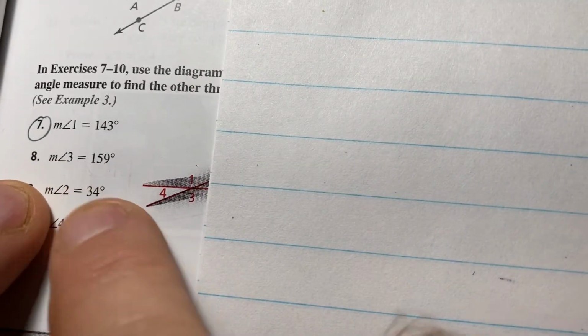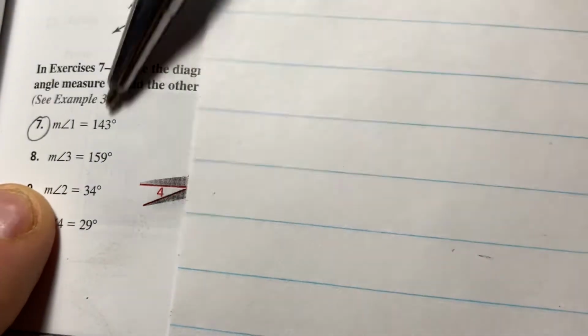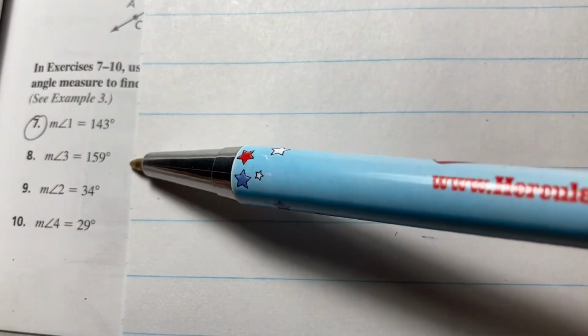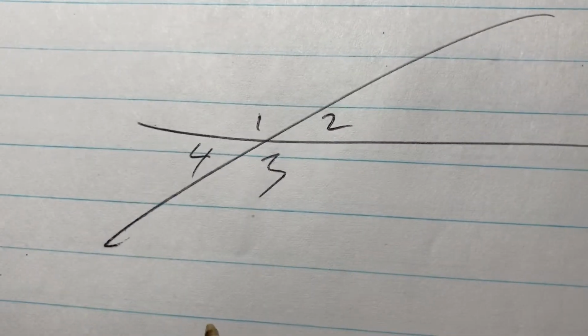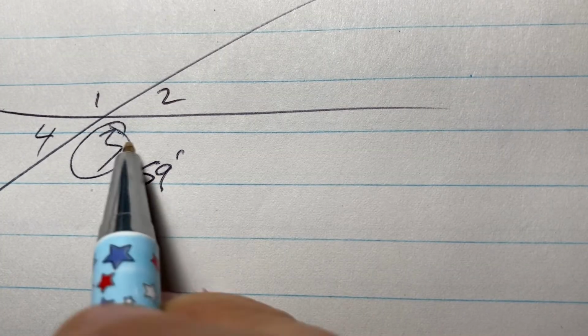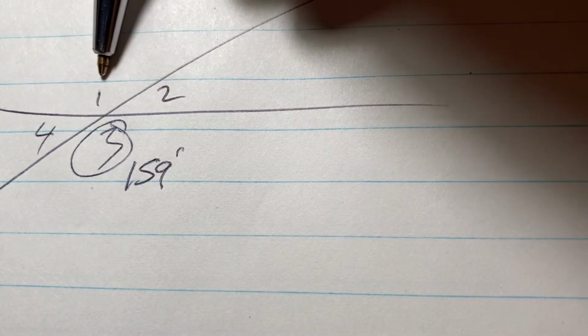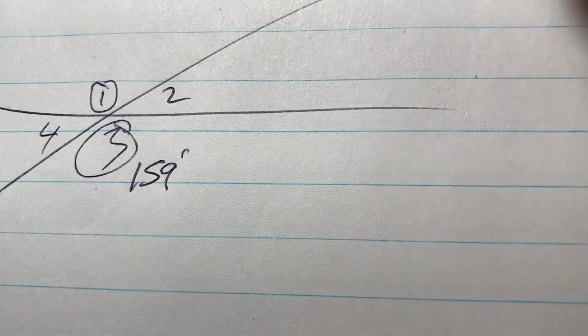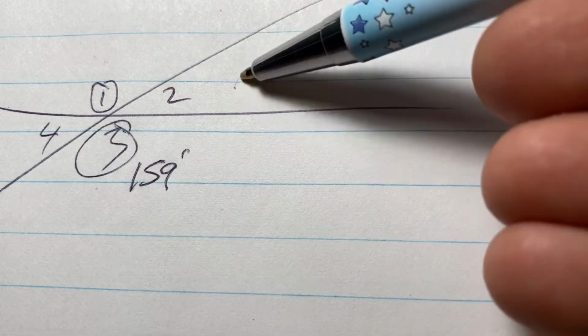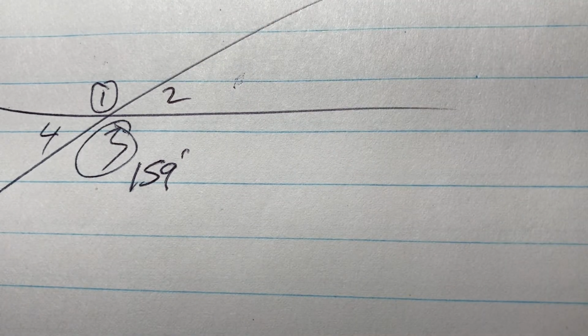Then you do it again for question 8. In question 8, the measure of angle 3 is 159. So you do it again, we got 1, 2, 3, 4, and angle 3 is 159. What's this angle going to be? These are vertical. Angle 1 and angle 3 are vertical angles. Therefore, if that's 159, that's also 159. And then you have to figure out what angle 2 is and what angle 4 is.